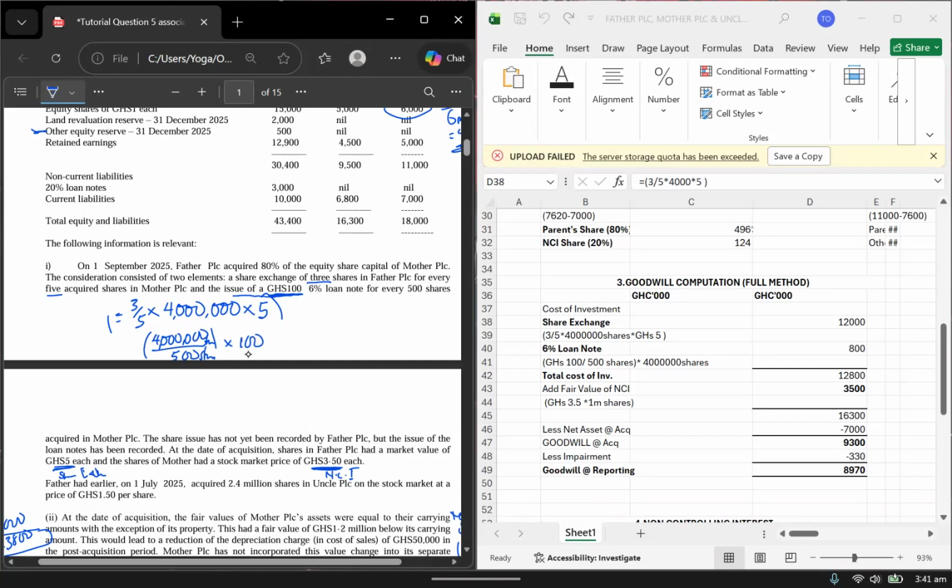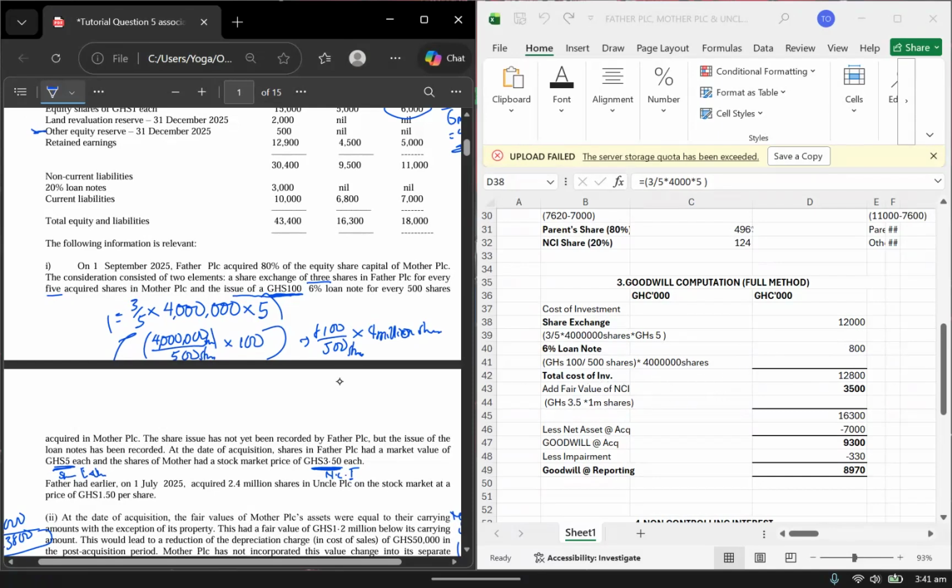The number of 500s that you are having here, we are going to multiply it by what? 100. Okay. This can be rewritten as 100 over 500 times what? The 4 million shares. Okay, so for every 500 in here, you are going to pay 100 for it. The same as 100 over 500. So this one is in Ghana cedis. This one is in shares. It will give us what? The loan note. So here it is: 100 over 500 times this, and we are getting what? 800. So you add the two, it gives us what? The total cost of investment, or the purchase consideration, it is the same thing.